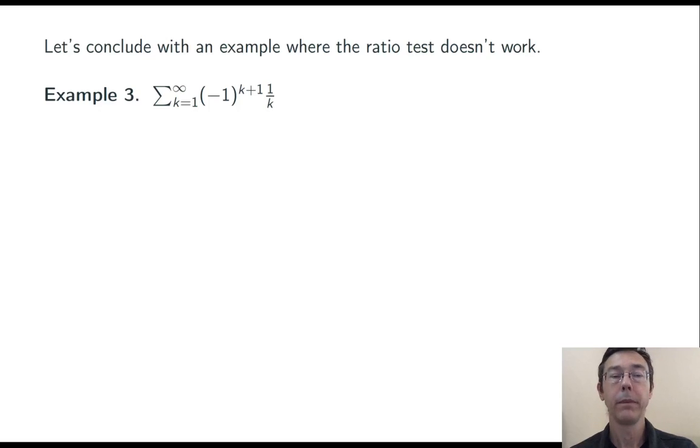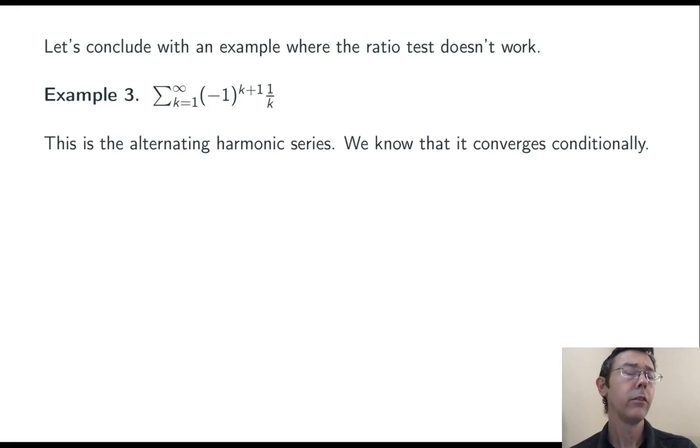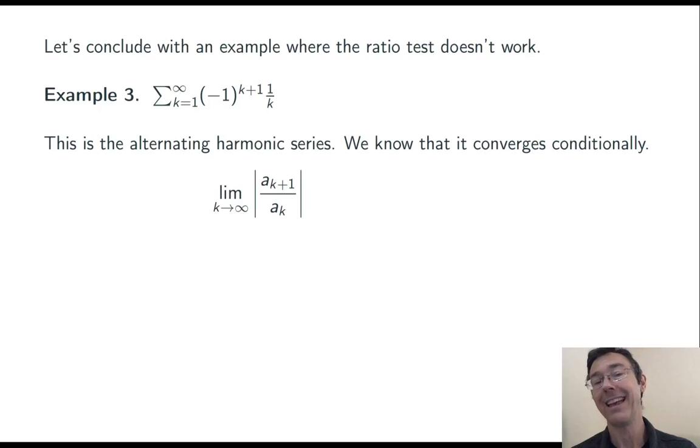One more example. Let's see a case where the ratio test is inconclusive. This is the alternating harmonic series. k equals 1 to infinity, (-1)^(k+1) times 1 over k. And we already know that it converges conditionally. But let's use the ratio test on it anyway. Let's look at limit k goes to infinity, absolute value, a_{k+1} over a_k.